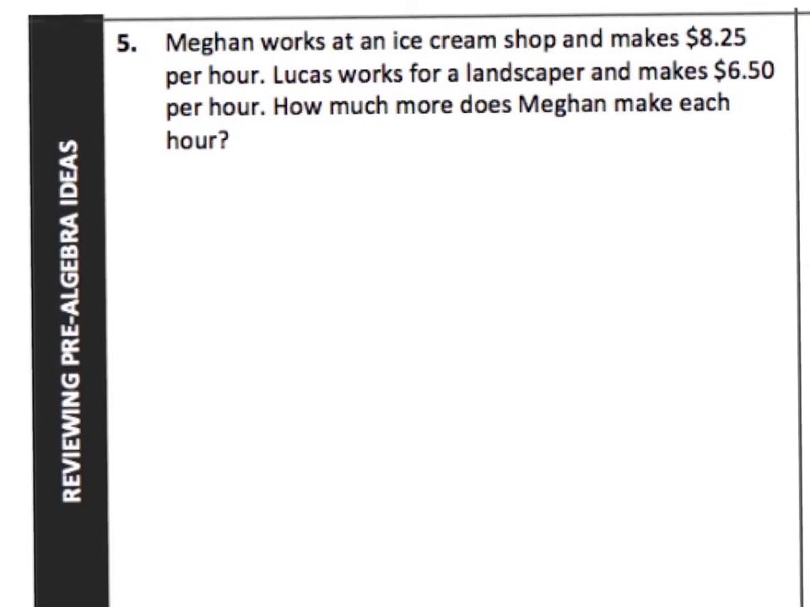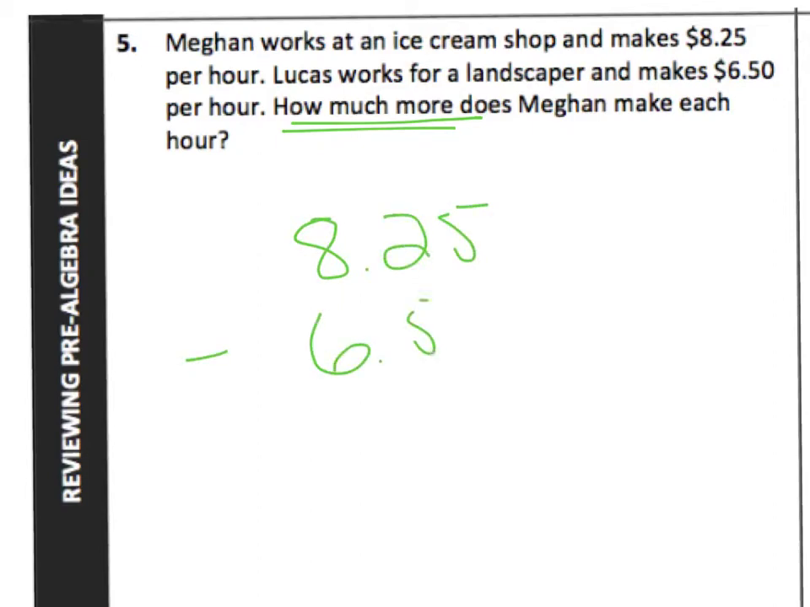Megan, spelled weirdly with an H, works at an ice cream shop and makes $8.25 per hour. Lucas works for a landscaper and makes $6.50 an hour. How much more does Megan make each hour? A critical reading skill. How much more? That's going to be a subtraction problem. So $8.25 is what Megan makes. That's not bad. $6.50 is what this guy makes.